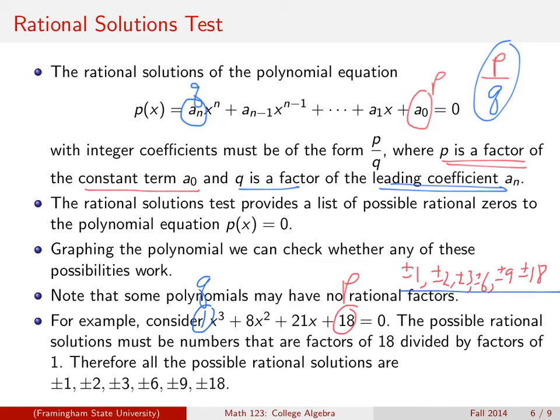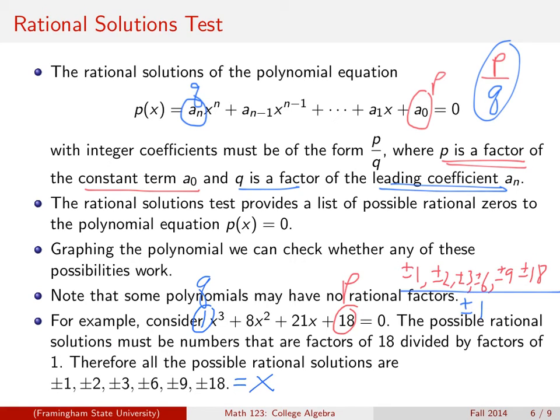Now those factors could be over plus or minus 1 because Q, the lead coefficient, only has factors of either 1 or negative 1. So then you look at plus or minus 1 over plus or minus 1 and you get plus or minus 1. Plus or minus 2 over plus or minus 1, you get plus or minus 2. And so on and so forth. These are all of the possible rational solutions.